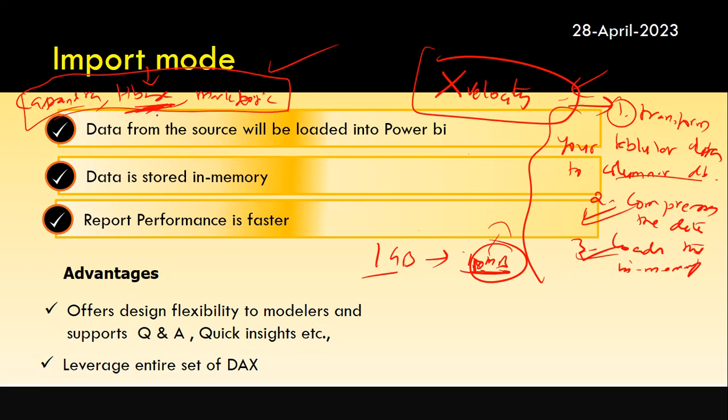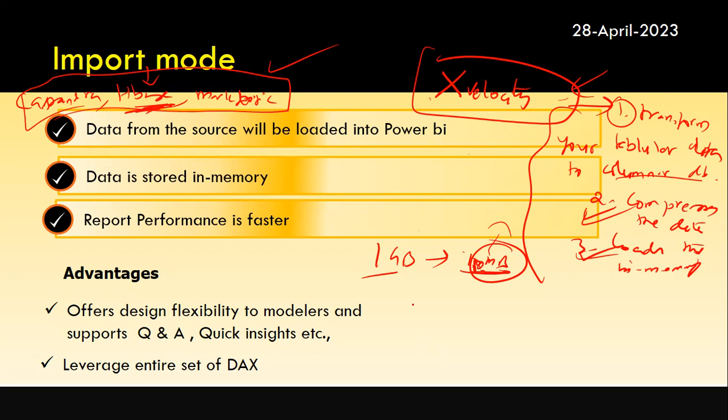HBase is also a columnar database. MarkLogic is a columnar database. Cassandra is also a columnar database. So what the Xvelocity engine does is convert your tabular data to a columnar database.